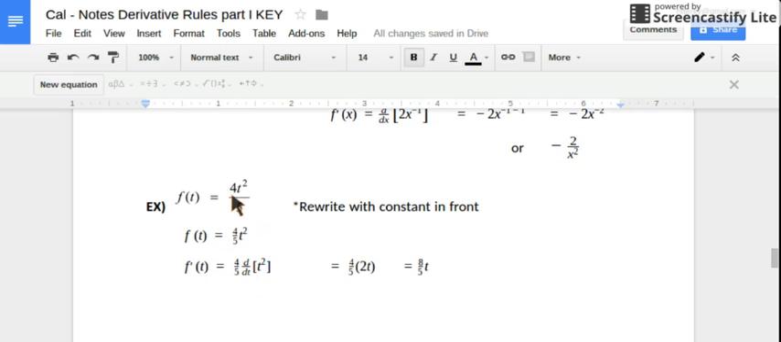Constants in front can get a little tricky when they're fractions. It's always best to just move that fraction constant out to the front, rewrite it, and again, just apply the power rule. So I'm dropping that 2 down in front and multiplying it by 4/5. The derivative of t squared is 2t, and then 2 times 4/5 gives us 8/5 t.